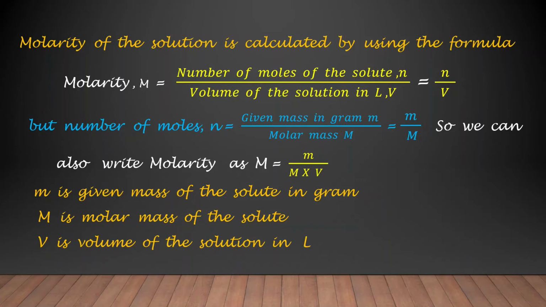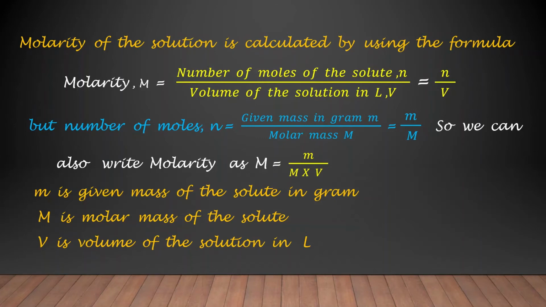So there are two formulas to calculate the molarity of the solution. The first formula is n divided by V, where n is the number of moles of solute and V is the volume of solution in liter. The second formula is small m divided by capital M into capital V. Depending upon the given quantities, we can use any one of these formulas.